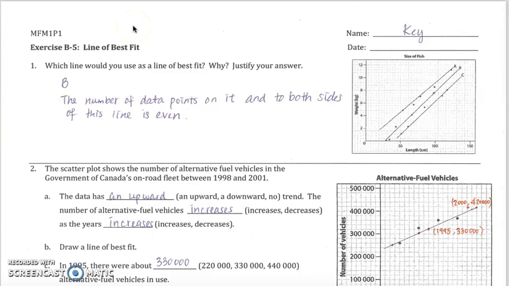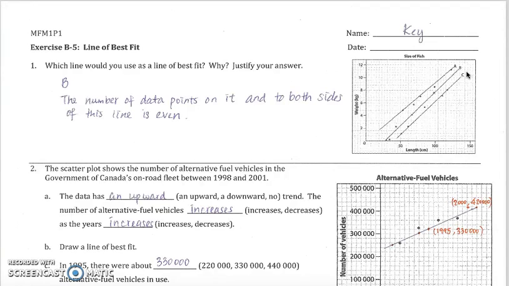Exercise B5, line of best fit. 1. Which line would you use as a line of best fit? Why? Justify your answer. So on this graph, we can see that there are lines A, B, and C. Which one makes the best line of best fit?